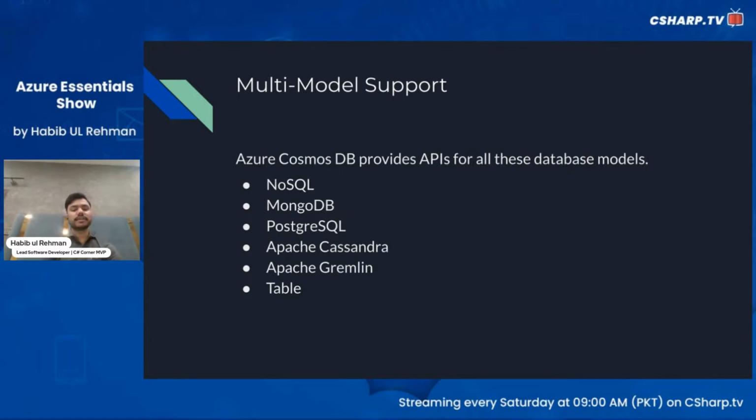Then we have PostgreSQL. So if you have a relational database model in PostgreSQL, you can still use Azure Cosmos DB APIs. Then Apache Cassandra, so you can also use this one. Then we have Gremlin. Gremlin is basically a graph-based database model. So you can also use this one with Azure Cosmos DB. And at the end, we have table storage. So you can also use table storage with Azure Cosmos DB.